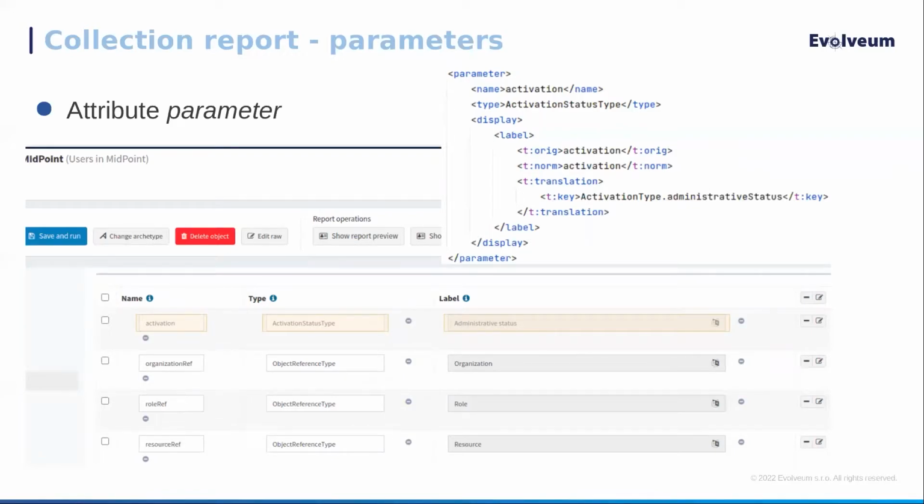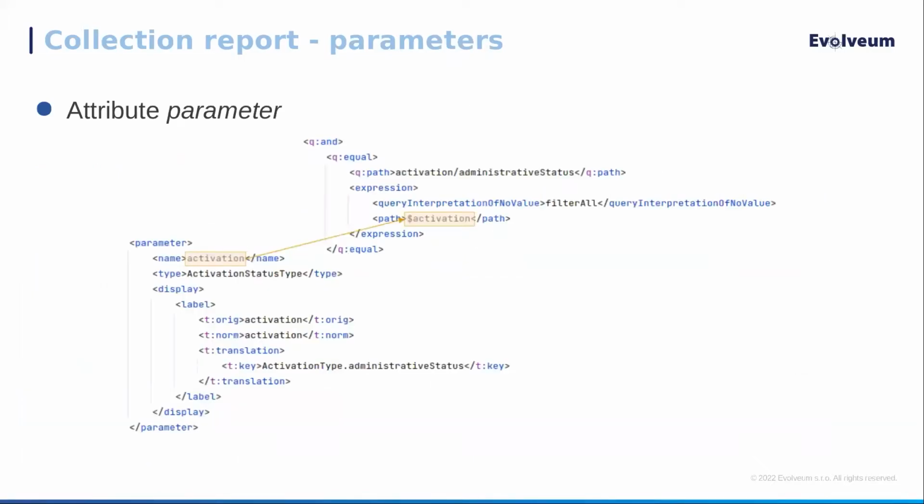In the upper right corner, you can see example of configuration for activation parameter. Configuration contains name, type, and label of parameter. In center of slide, we see screenshot of GUI with configuration for parameters of report. Usage of the parameter is very simple. We just use the name of the parameter in expression of query.